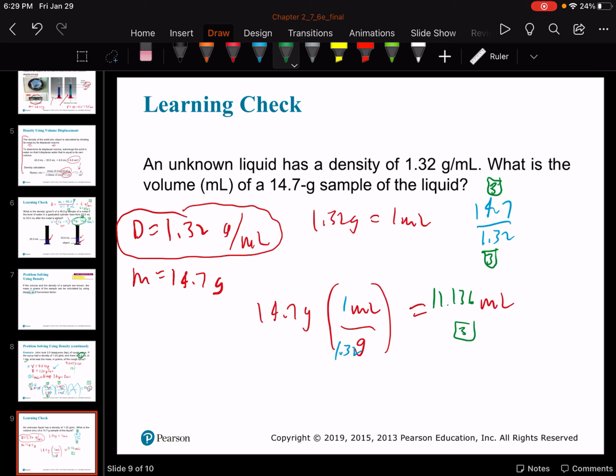Let's go back over here. And I can only write this to 3 sig figs. So that number is less than 5, so this is going to be written as 11.1 mils. Okay, and there is my answer.